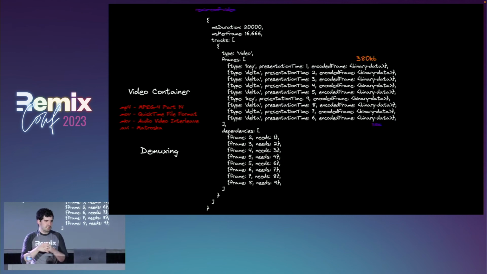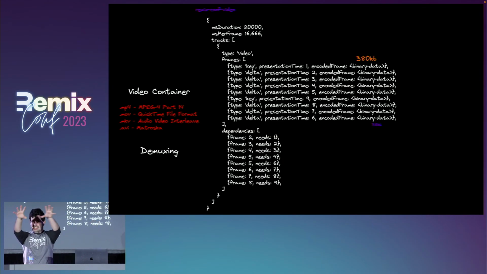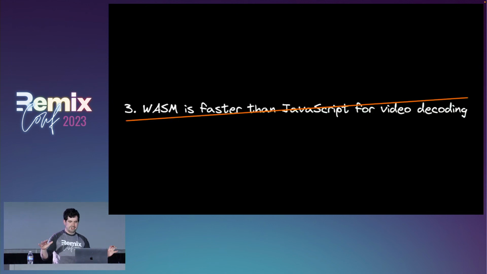And the second one is that the way WASM works is it has its own memory pool. In order to call it, you need to send all of this data to this memory space. It does this work, and then it's going to send it back to you. And here we're talking about megabytes or tens of megabytes. So you need to do this copy first and then copy back. In practice, doing it in pure JavaScript avoids this copy and is faster. So this is our third myth that got debunked. WASM is actually not faster than JavaScript for video decoding.